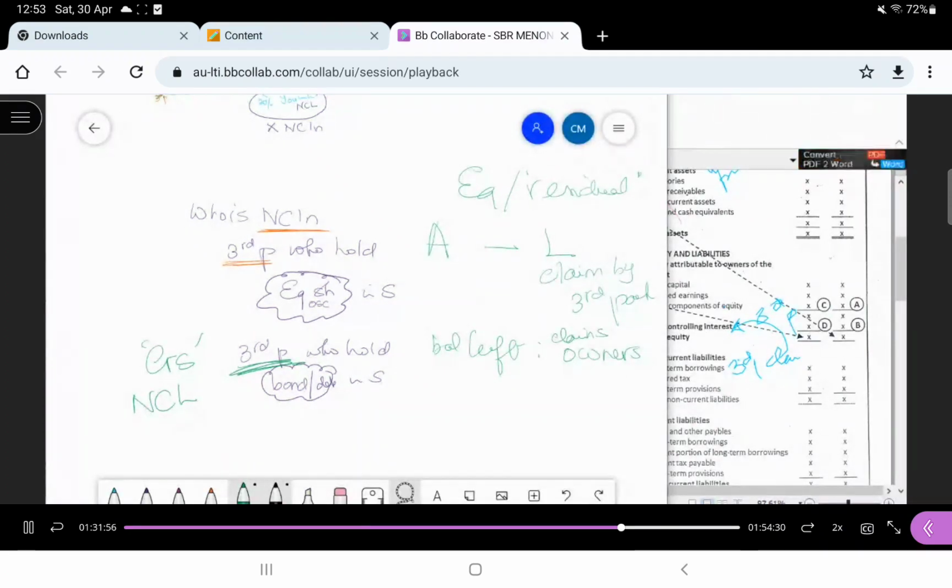Meaning claims by owners. In the Companies Act, I'm sure you've learned, owners are last in the order of liquidation. Sell off all your assets, pay off all the claims by third parties. Only if anything is left, we can pay to owners. They are the risk takers of the company. So when I ask you what is equity, just remember the word residual.